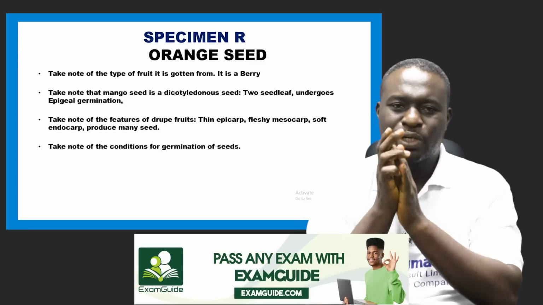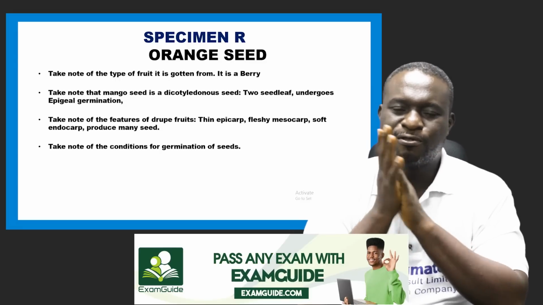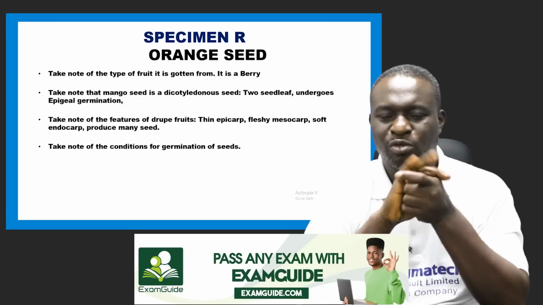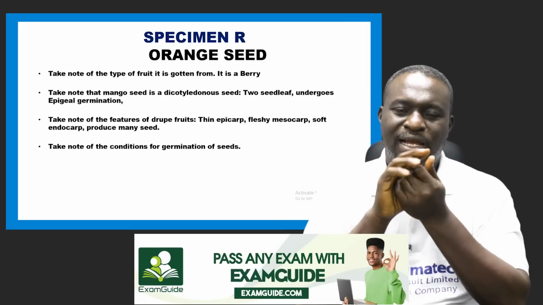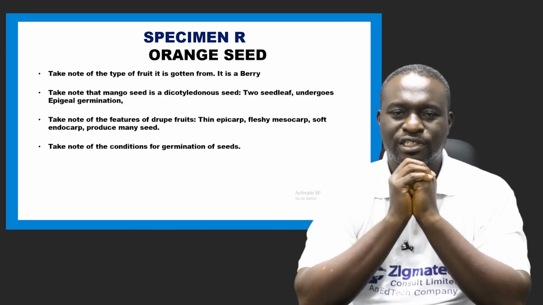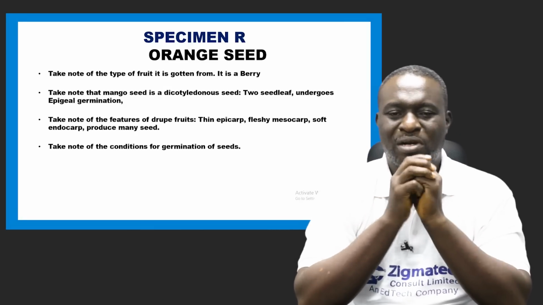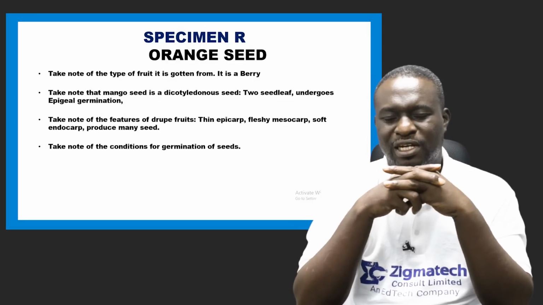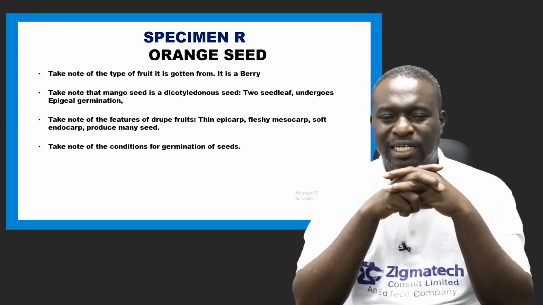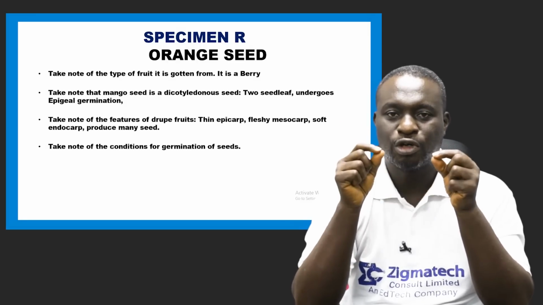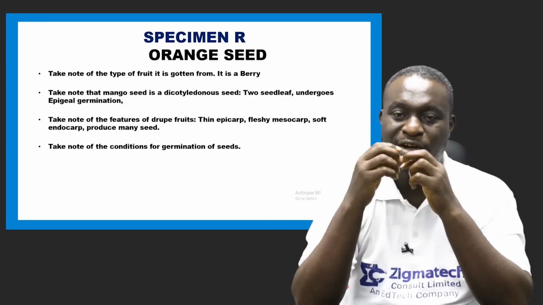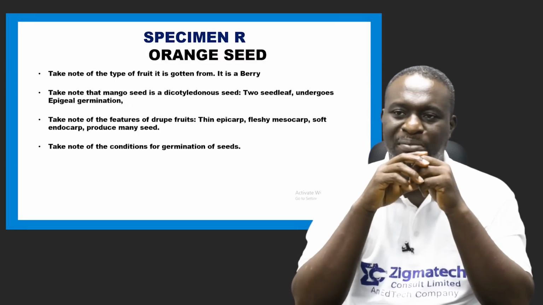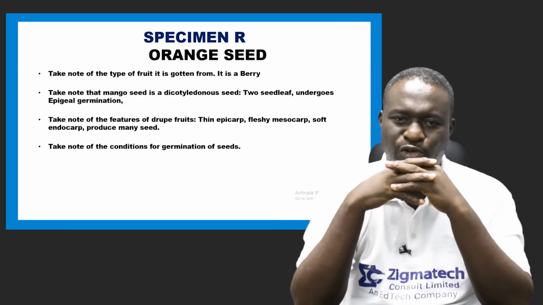So we're going to be looking at the last specimen for the WAEC practicals biology, and that is specimen R, and that is orange seed. Remember, we discussed the mango seed, and I told you to take note of the fruit from which that seed is coming out from, the type of fruit. And you should also do the same for that of orange seed.